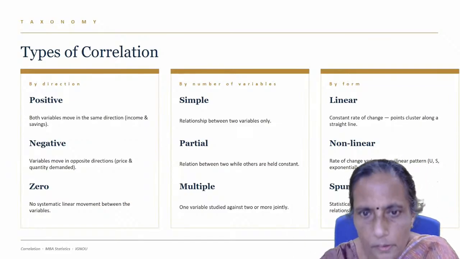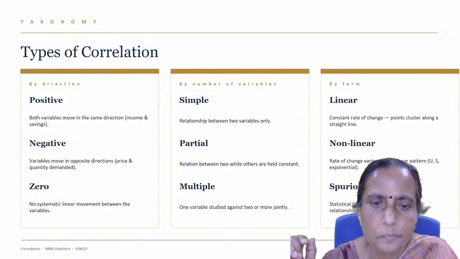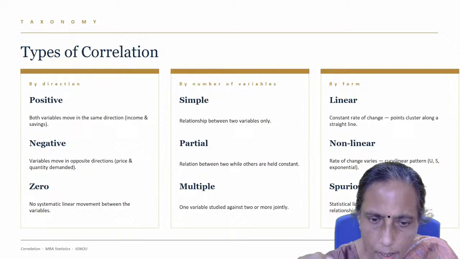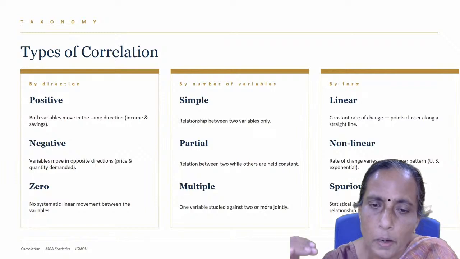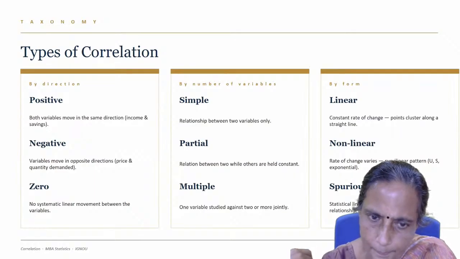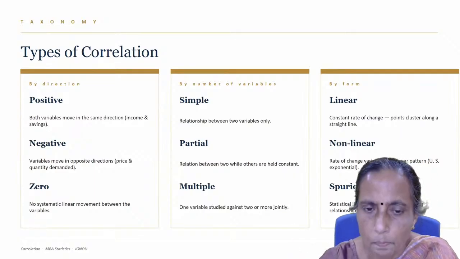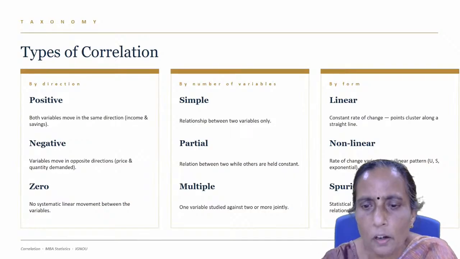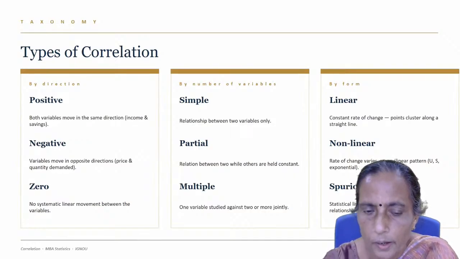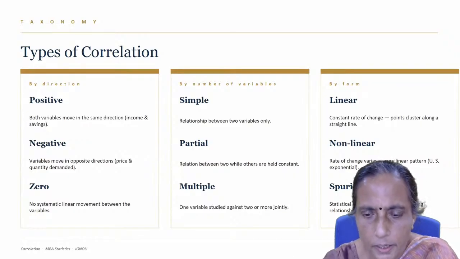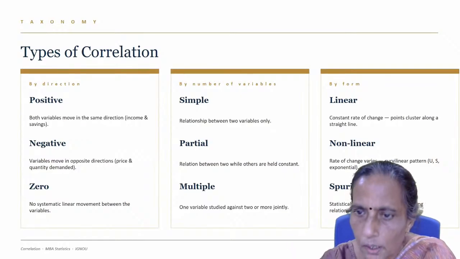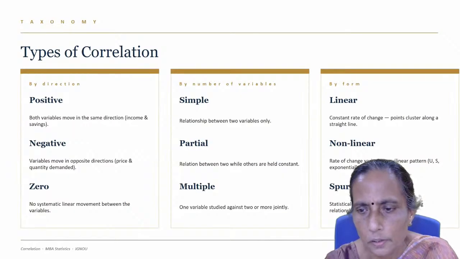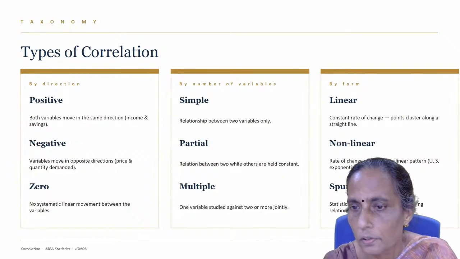By number of variables, the correlation can be categorized into simple correlation, partial correlation, and multiple correlation. By simple correlation, we mean the relationship between two variables only. In case of partial, the relationship between two while others are held constant. And in case of multiple, one variable studied against two or more jointly. And by form, that means it is linear, non-linear, and spurious. The spurious, or we say nonsense.